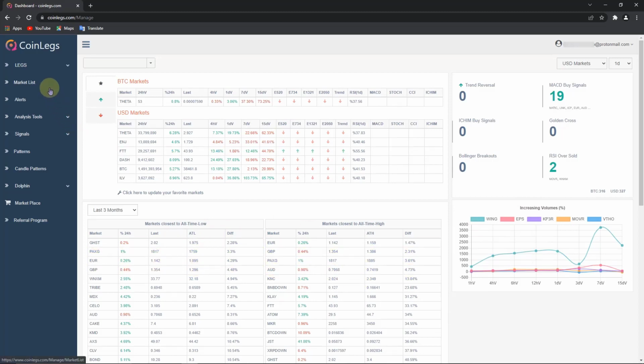Left of the dashboard, we have more than 7 different categories. Today's topic is EMA, Exponential Moving Average. And EMAs are listed here: EMA 520, 734, 1321, 2050. As an example, let's move with the Bitcoin graph.